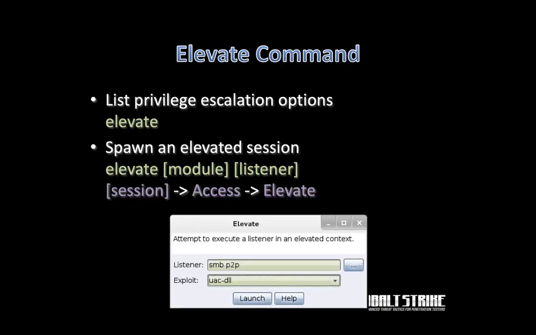Use the elevate command to run a Beacon payload in an elevated session. Type elevate in a Beacon console to see a list of privilege escalation options registered with Cobalt Strike. To spawn an elevated session, run elevate, module name, listener in a Beacon console. Choose your listener, choose your exploit, and press launch.